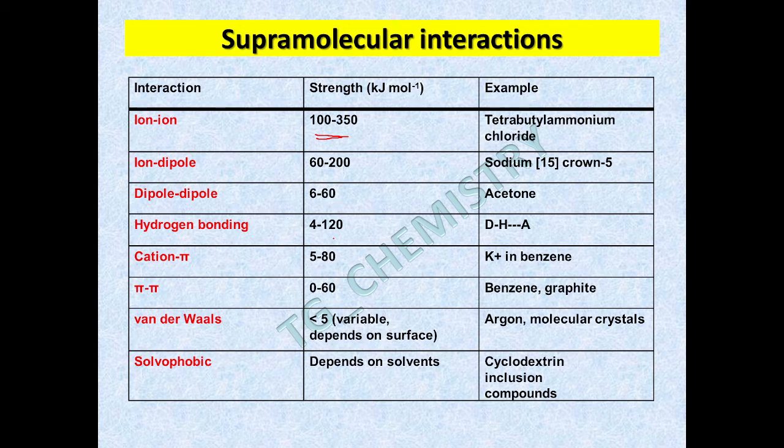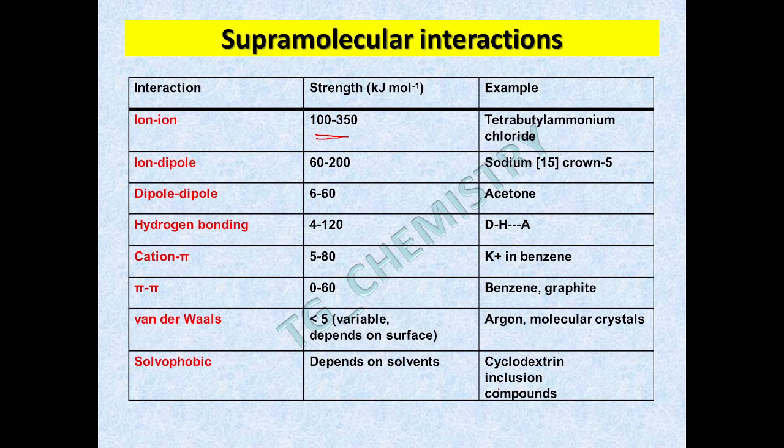Another very important one is hydrogen bonding, having energy between 4 to 120 kilojoule per mole, and it can be represented as the donor of the hydrogen atom, the hydrogen atom itself, and the acceptor of that one. We know that the donor and the acceptor need to be electronegative atoms, and I will come to the definition and further discussion on these things.